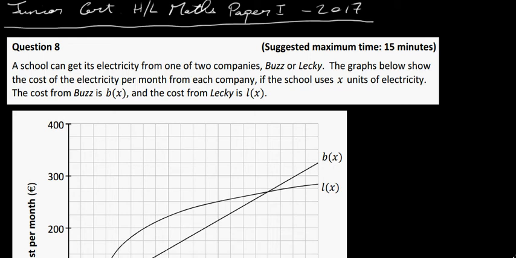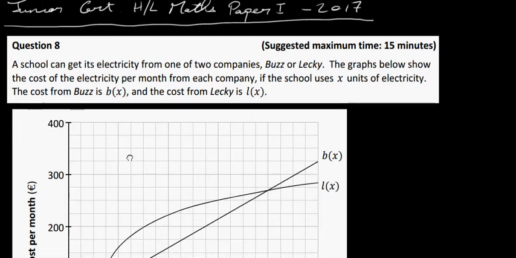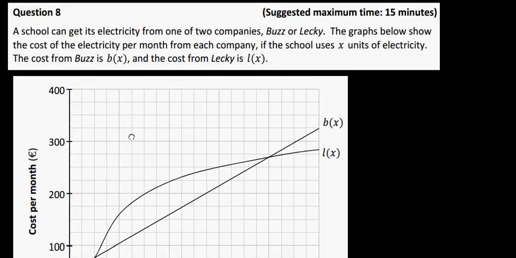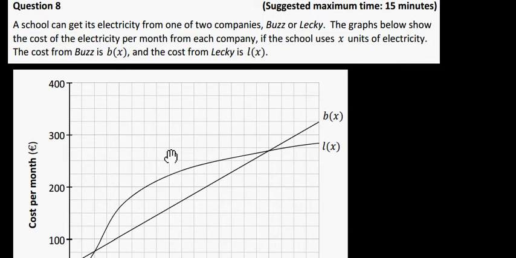Right, so in this video we're going to have a look at the Junior Cert Higher Level Maths Paper 1 for 2017, and in particular I'm going to have a look at questions 8 and 9. So the first part of this is to do with a school, and it gets its electricity from one of two companies. They're called Buzz and Lecky.